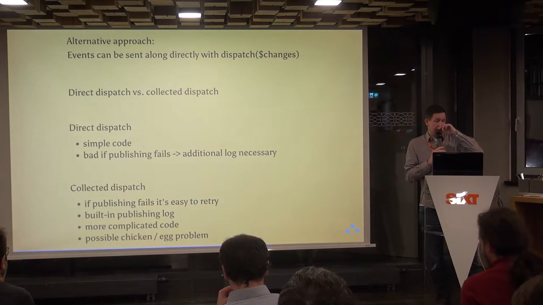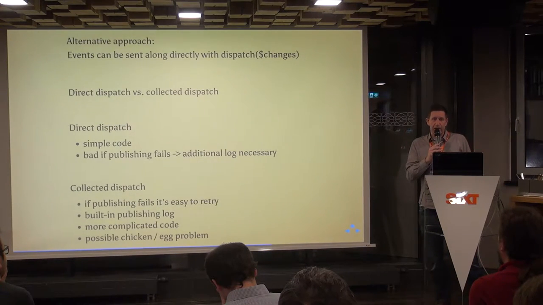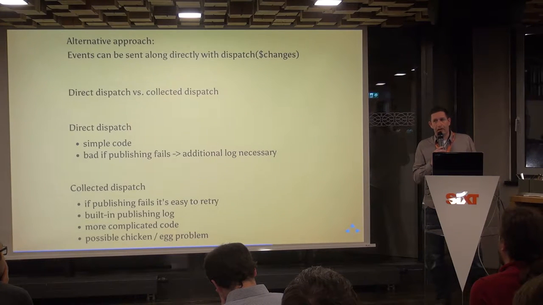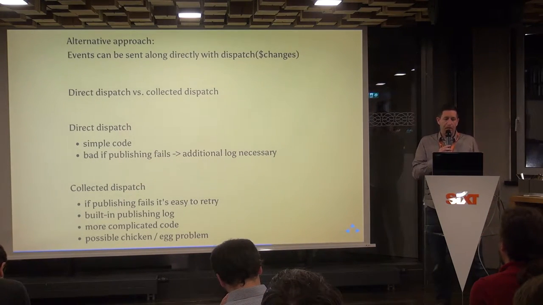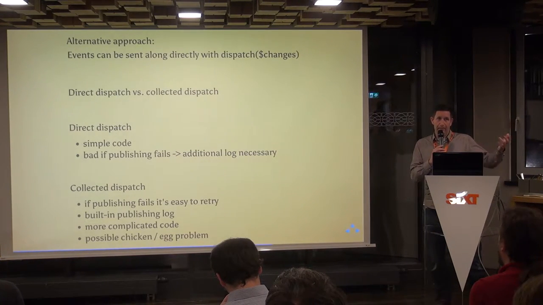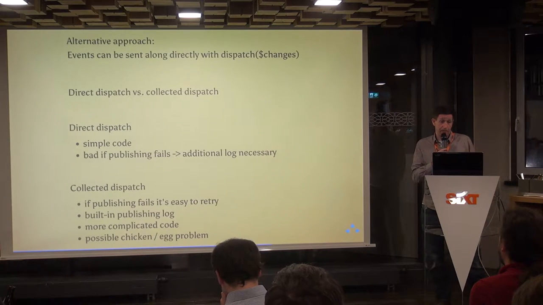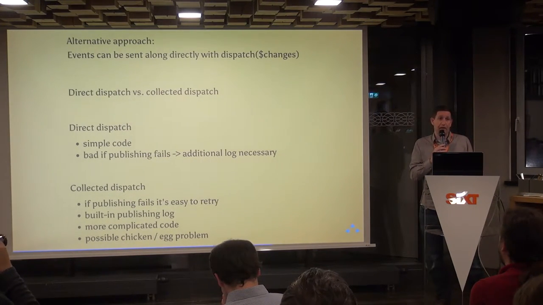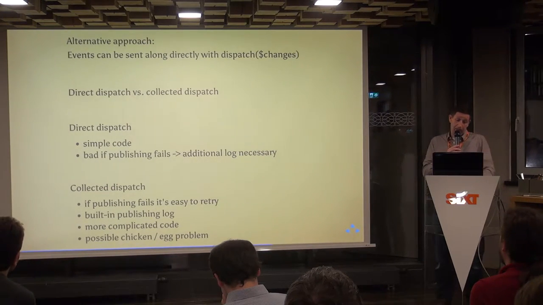But you have more complicated code and a possible chicken and egg problem, because you need to decide when you publish or dispatch the message. Will you first send it to, let's say, RabbitMQ, or will you first mark it as dispatched in the event store? This is mostly a theoretical problem, because if you only mark it as dispatched if your publishing to RabbitMQ was successful, and then let's say your database connection drops and you can't mark it as dispatched, the worst thing you can do is to dispatch it again. And event consumption should be idempotent, so if the same event is published twice, it should not cause any wrong state in your system. So I personally would now go for collected dispatching, probably with the event store.